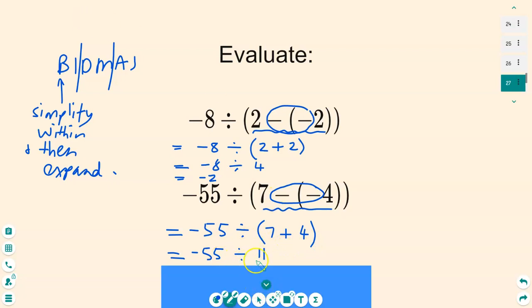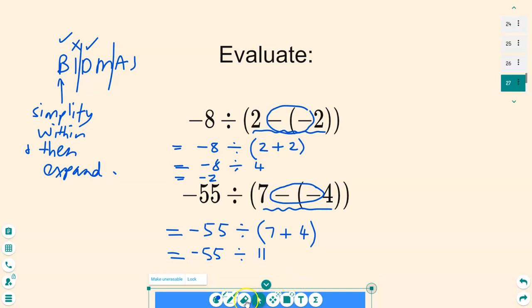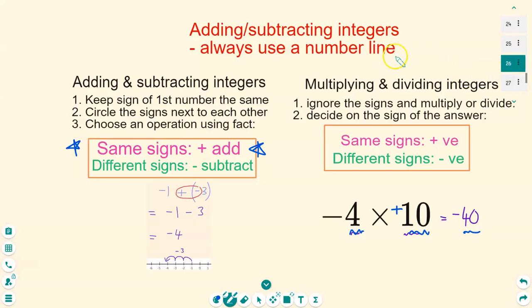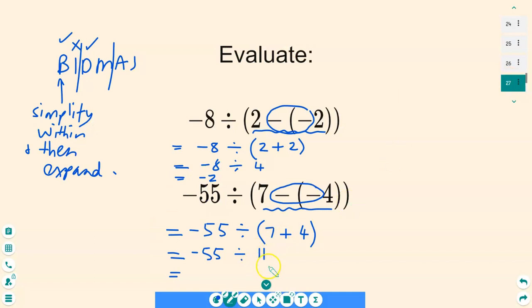And now we can move on to division. So I've covered the bracket bit. There's no indices. We move on to division. With multiplying and dividing integers, we ignore the signs and simply multiply or divide, and we decide on the sign at the end. Ignore the signs. 55 divided by 11, or 11 times what gives me 55? 11 times 5. Different signs means negative. Next one.